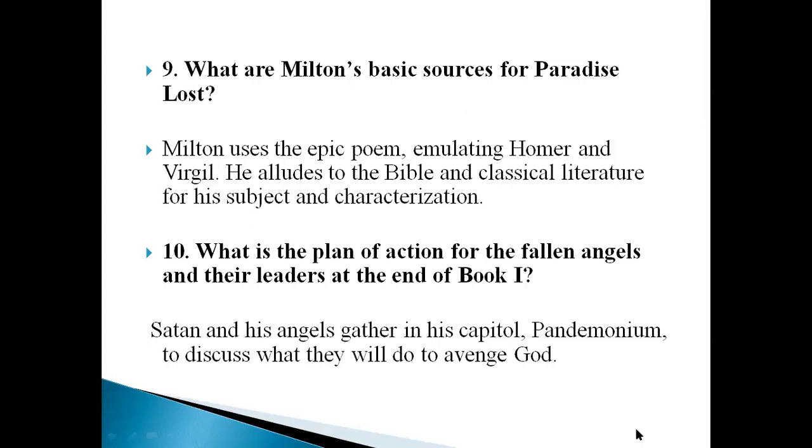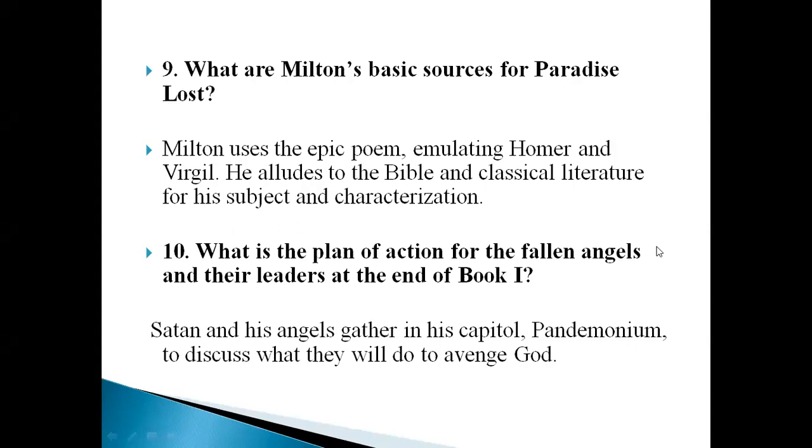Okay, question number 10. What is the plan of action for the fallen angels and their leaders at the end of Book 1? Definitely, Satan's angels began to discuss in their capital, which is called Pandemonium. Such a beautiful name, Pandemonium, and it was definitely invented by John Milton himself. He is such a myth maker, and he had also coined it. He didn't say the capital of hell. Rather, he gave Pandemonium. Look at the name, such a rhythmic Pandemonium to discuss.